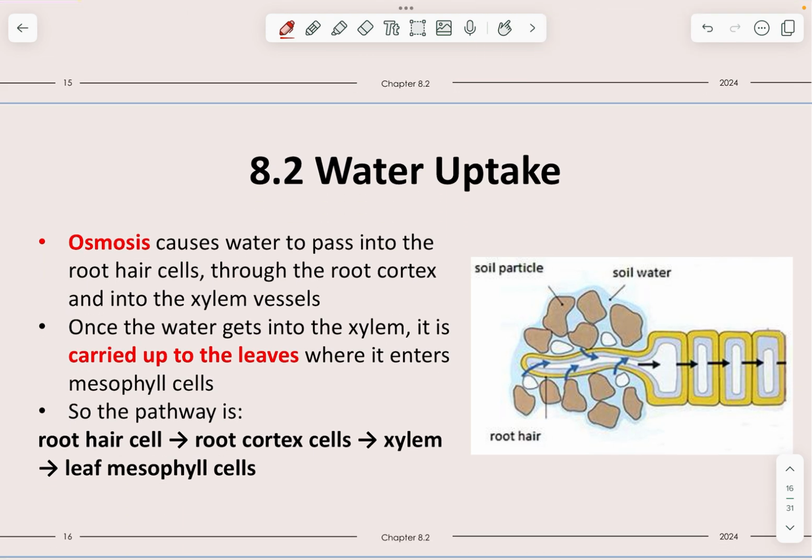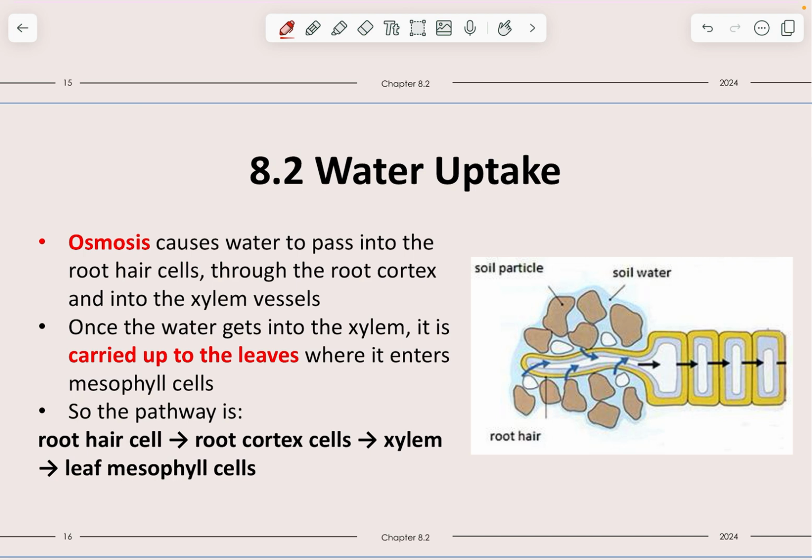Next one, water uptake. How does the process of water uptake take place? Osmosis causes water to pass into the root hair cell through the root cortex and into the xylem vessels. Once the water gets into the xylem, it's carried up to the leaf. So it's always by this kind of process.